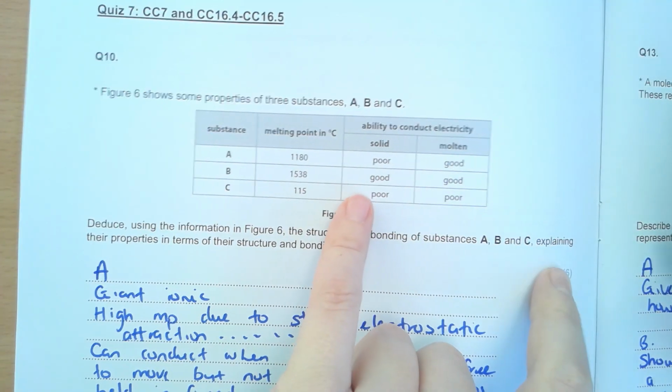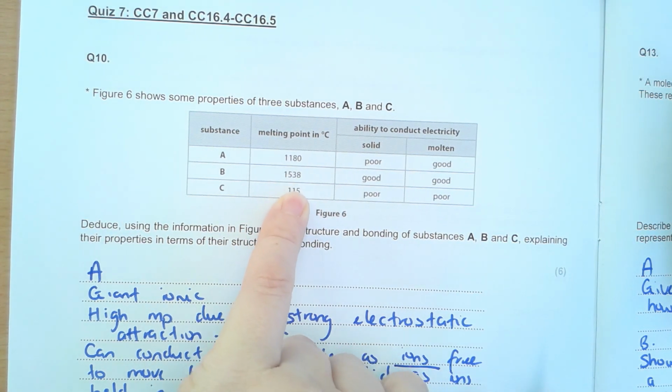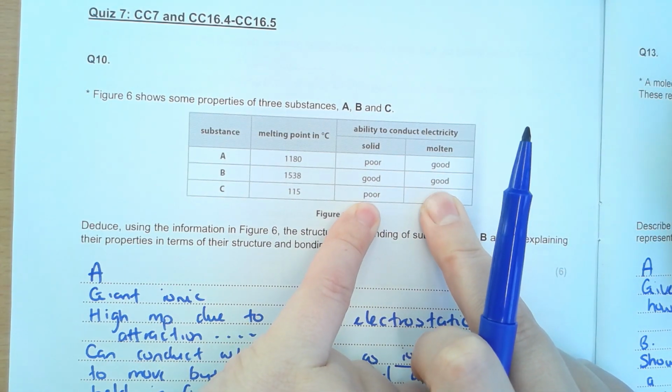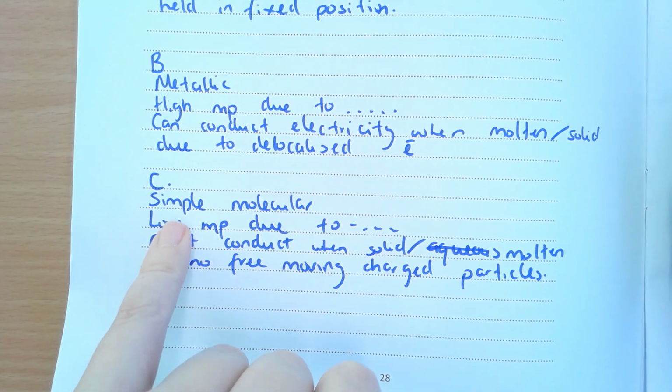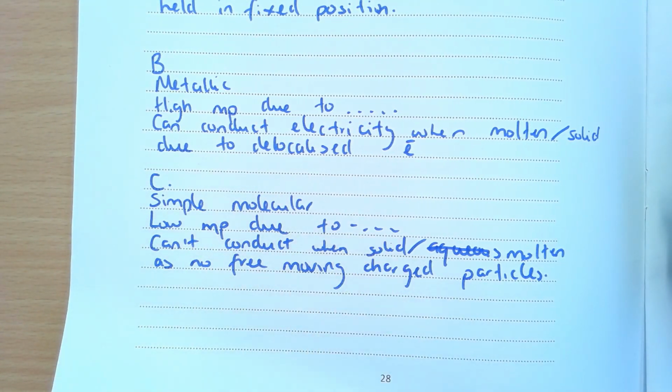The last one, I know it's simple molecular, A because the melting point is much lower, and B because it doesn't conduct electricity at all. So I'm going to say it's simple molecular. It's got a low melting point due to the weak intermolecular forces that don't require much energy to overcome, and it can't conduct electricity at all because it doesn't have any free moving charged particles.